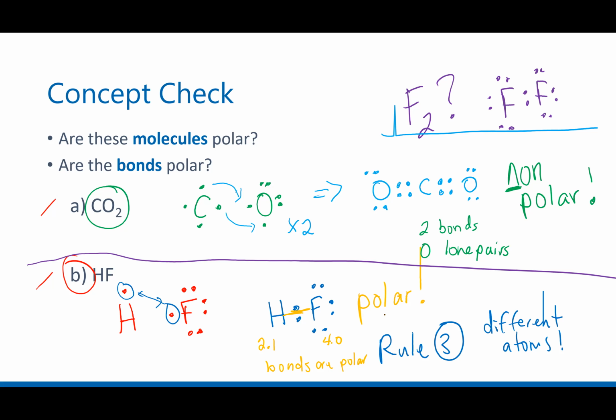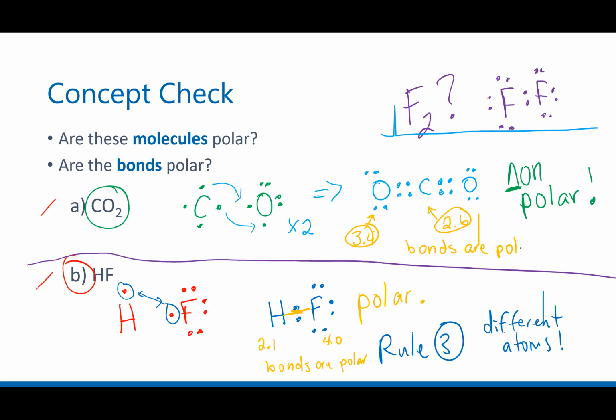All right, so oxygen. The electronegativity for oxygen is 3.4. Just going to erase that. The electronegativity on carbon is 2.6. Again, because these numbers are different, and they're different by a large amount, the bonds are polar. So it does have polar bonds.